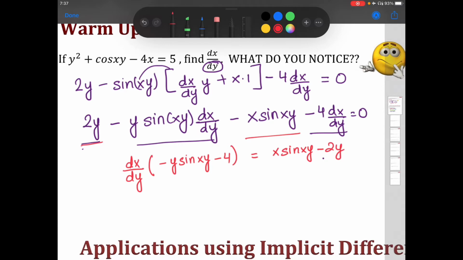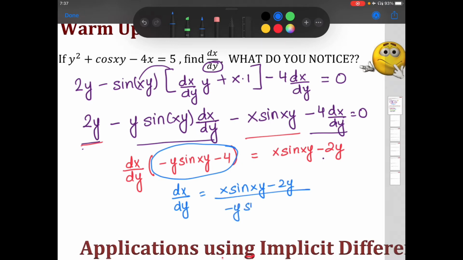Right? So now my final step is to divide by this whole thing. So dx over dy is equal to x sine xy minus 2y over negative y sine xy. You can choose to put the xy in parentheses or just leave it like that. It's not wrong. And that's basically it. So this is the derivative with respect to y.